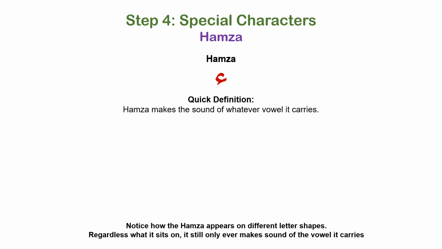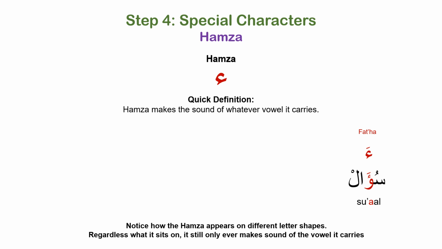So, you know by now the three short vowels, Fatha, which makes A, Dhamma, which makes U, and Kasra, which makes I. So, depending on which of these three short vowels the Hamza is carrying, that is how it is pronounced. So let's have a quick look.